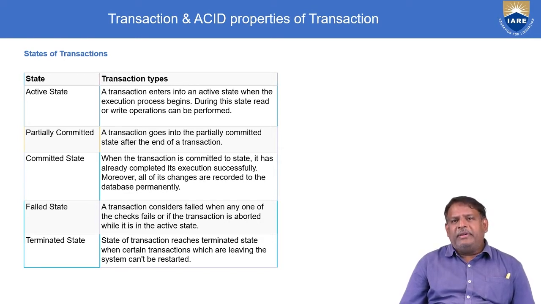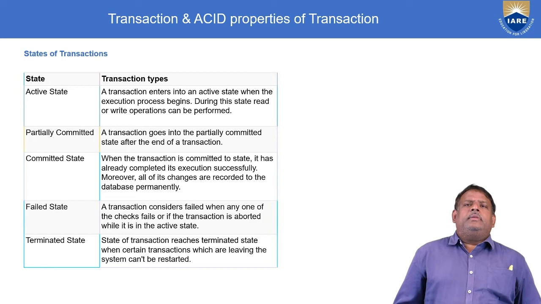Similarly, we have a failed state. A transaction is considered failed when one of the checks fails or the transaction is aborted while it is in the active state. Suppose you want to transfer from A to B, and B account is not opening, then it is in a failed state. So again, the amount goes back to account A.